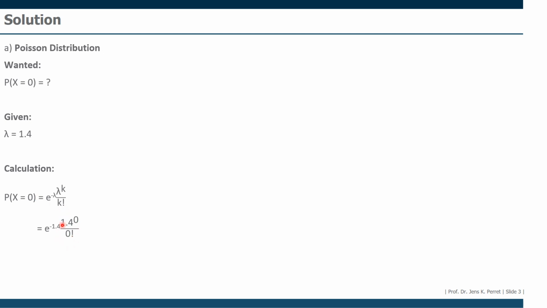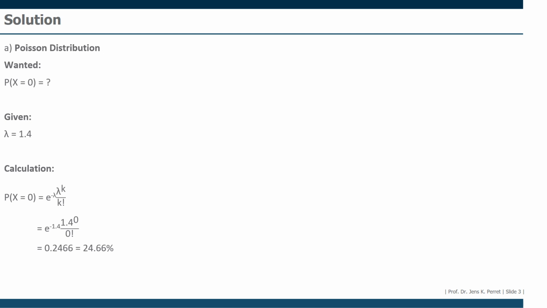And here I see, well, it's 1.4 to the power of 0. Everything to the power of 0 is always 1. So it's 1 divided by 0 factorial. 0 factorial is also 1. So I have only e to the power of minus 1.4. This gives me 0.2466. Or in other words, 24.66%. So the chance that it will not snow in a year in Egypt is 24.66%. That's already part 1.